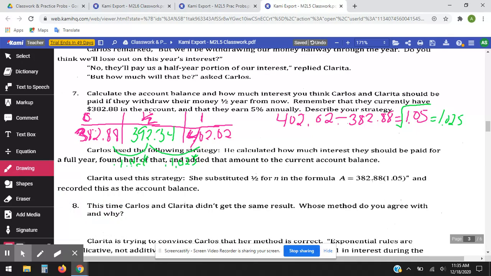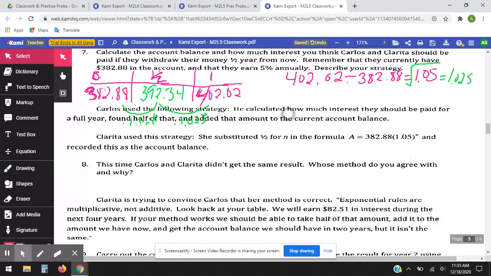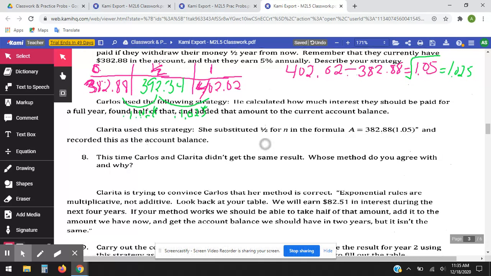All right. So Carlos used the following strategy. He calculated how much interest they should be paid for a full year, found half of that, and added the amount to the current account balance. Clarita used this strategy. She substituted half in the formula A equals 382.88 times 1.05 to the n power, what we got earlier, and recorded this as the account balance. They didn't get the same result. So let's try both and see which one we agree with from the way we did.